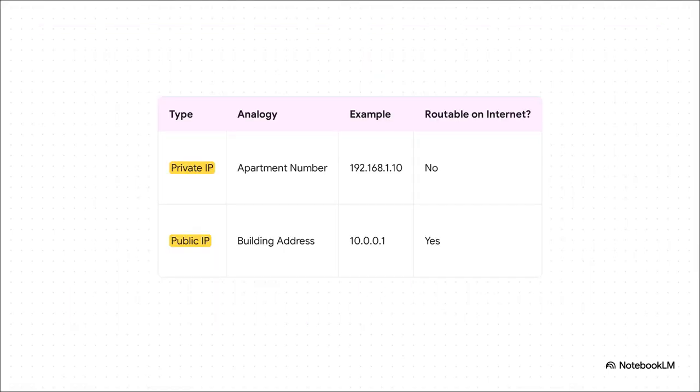I think the best analogy for this is an apartment building. A private IP is like your specific apartment number, say apartment 4B. It's super important for getting mail delivered inside the building, but totally useless to the postal worker on the street. Your public IP, that's the building's main street address. It's the only address the global postal service, the internet, cares about.